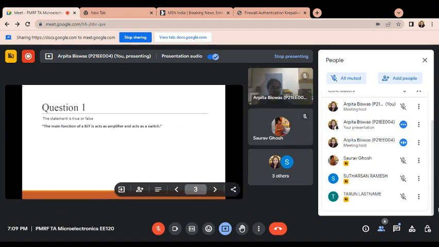Sutharsan, what is the right answer? Sutharsan, Ramesh, please unmute yourself. In which condition does a BJT act as a switch? Or in which mode? Switch in cutoff and saturation.